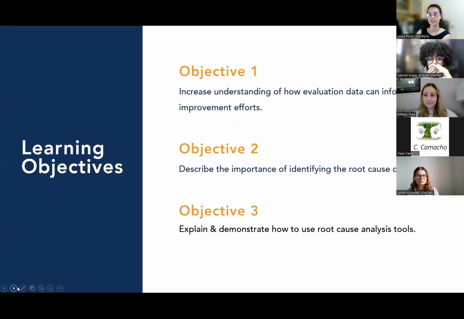So our objectives for today, the first one is to increase the understanding of how evaluation data can inform quality improvement efforts. The second is to describe the importance of identifying the root cause of an issue. And then the third is to explain and demonstrate how to use root cause analysis tools.